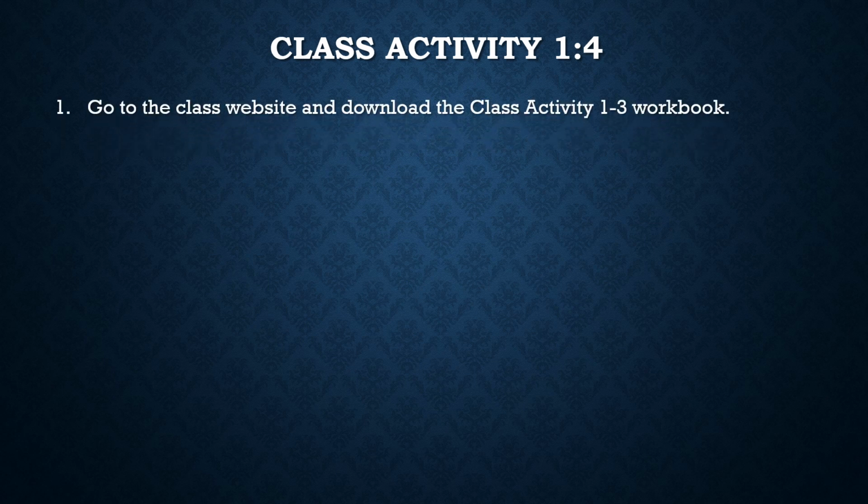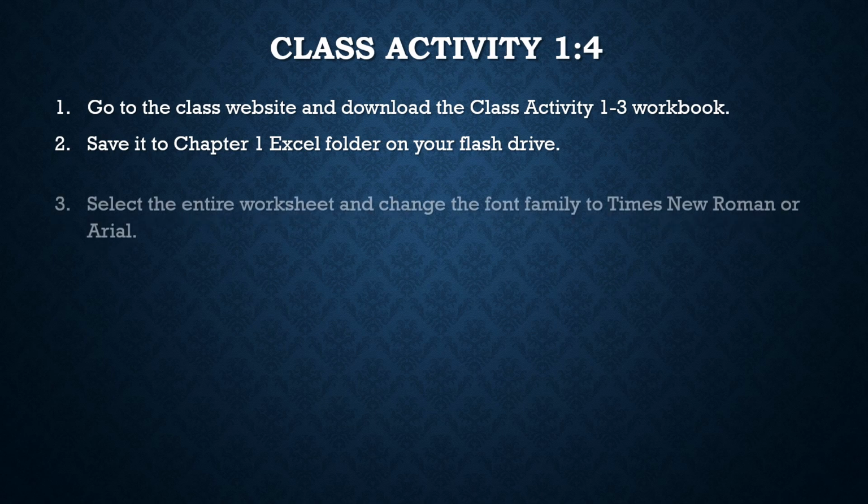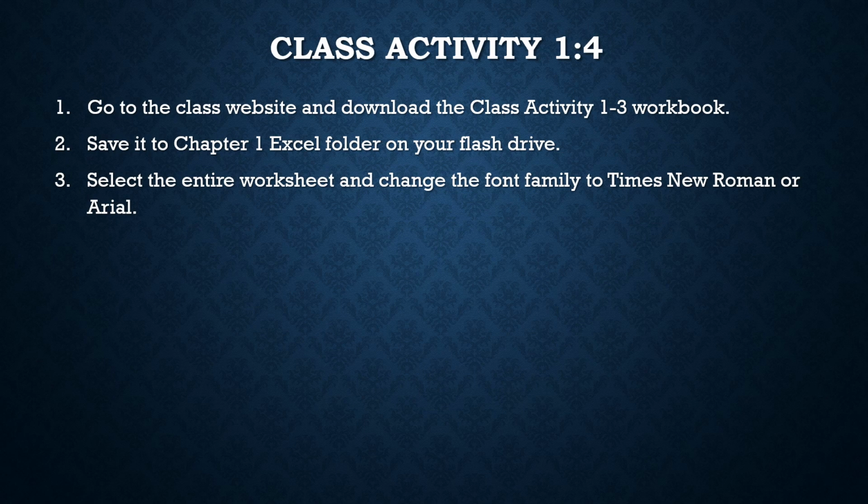Congratulations, you have just finished part 4. Go to the class website and download the class activity 1-3 workbook. Save it to Chapter 1 Excel folder on your flash drive. Select the entire worksheet and change the font family to Times New Roman or Arial. Change the font size to 12.